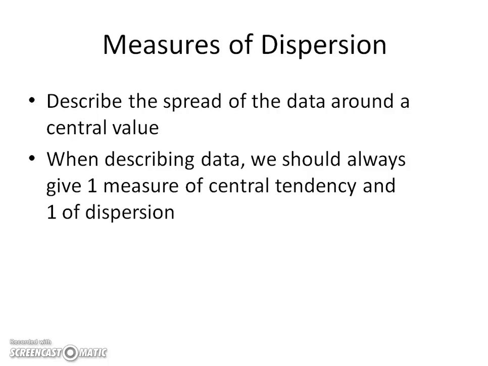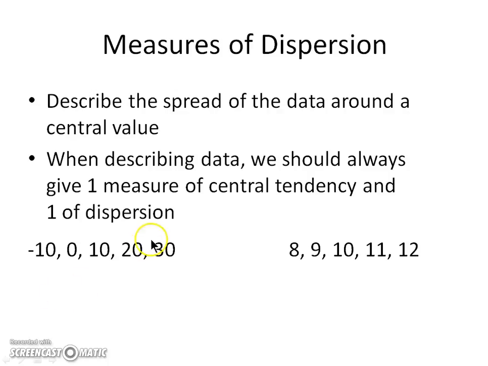when we are describing data to people, we should always have one measure of central tendency and one of dispersion. Just to give you an idea of why we need to know about dispersion, let's take a look at these two examples. The first set of data has 5 samples: -10, 0, 10, 20, 30. The second set of data is 8, 9, 10, 11, and 12.